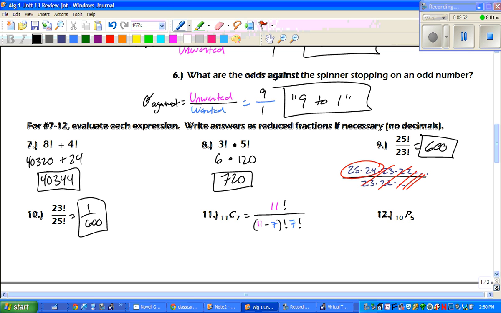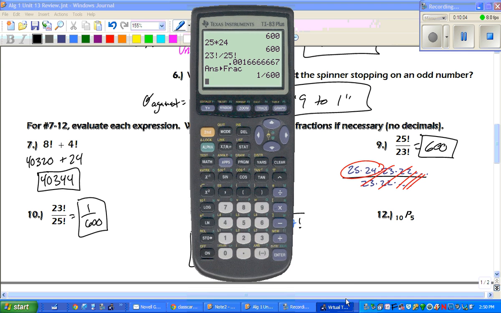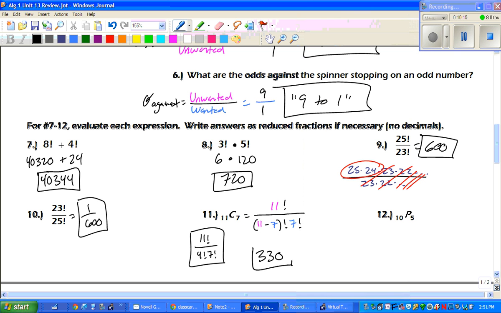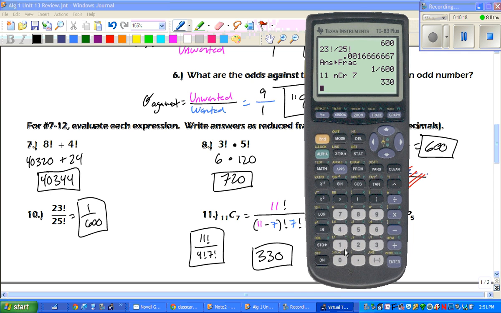Okay? So the work that we would want to see would be that right there. Okay, this is what we got to see. And now from there, you can just plug the original thing into your calculator and get the answer of 330. Okay, because no matter which way you do it, if you do 11 factorial, and if you're going to divide it out, just make sure you use parentheses, otherwise order of operations is going to do something else first. Okay?